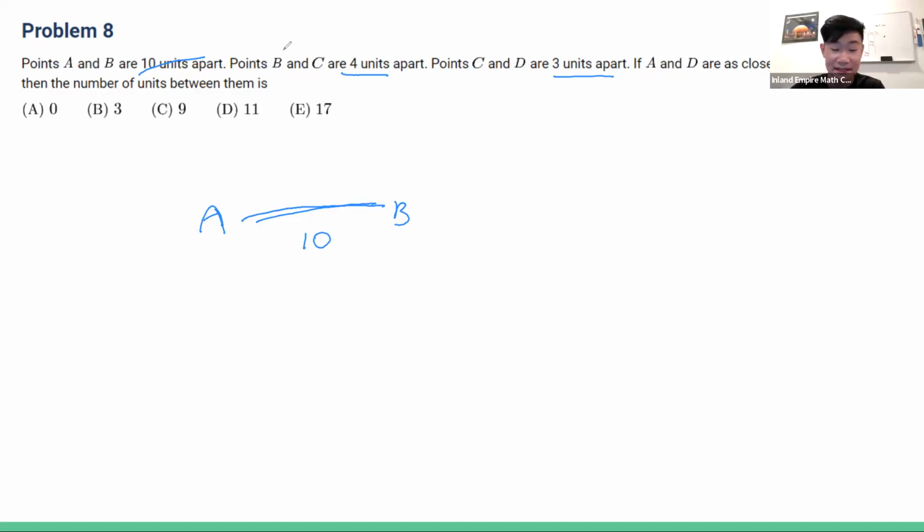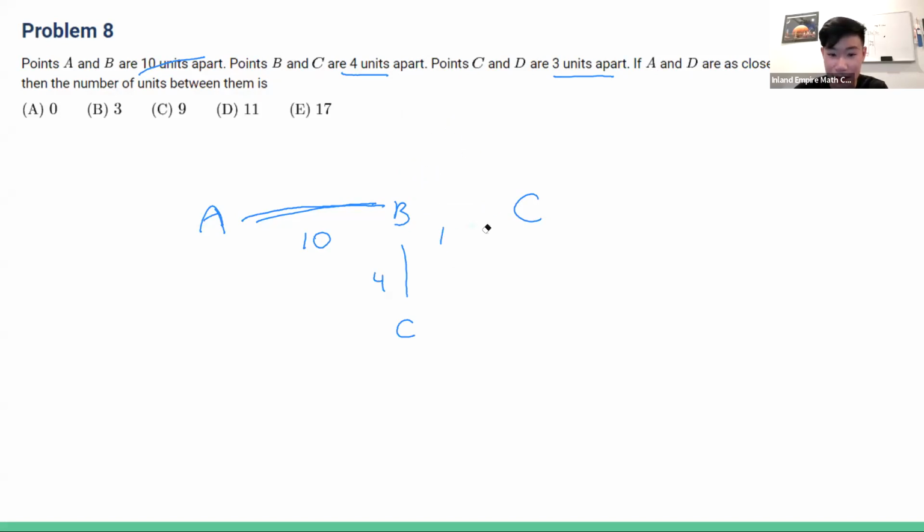However, the distance between points B and C is 4 units apart. So we could go in this direction and say C is somewhere here, maybe down here, and these would be 4 units apart. However, we don't want it to be this far, because we want it to be closer to A. We want to keep everything as close to A as possible so that in the end, A and D can be as close as possible.